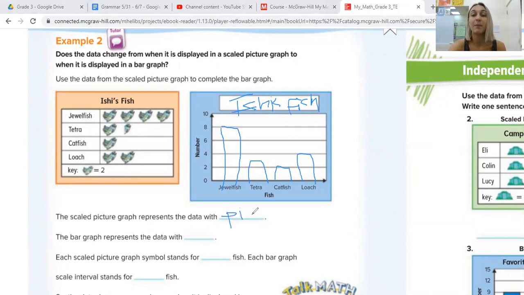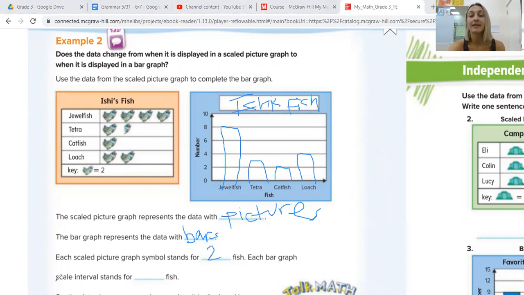Pictures. So when we have a pictograph or a picture graph, our data is represented with pictures. Now if a picture graph represents data with pictures, what must a bar graph represent data with? Bars, easy. Each scaled picture graph symbol stands for how many fish? Our key tells us 2 fish.